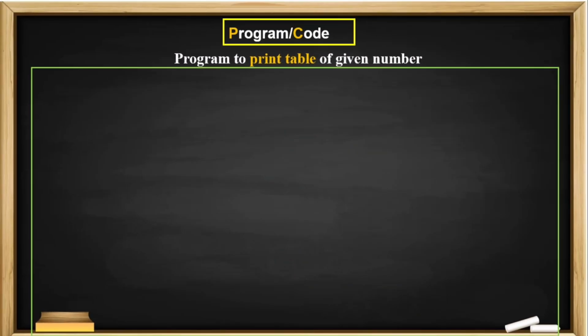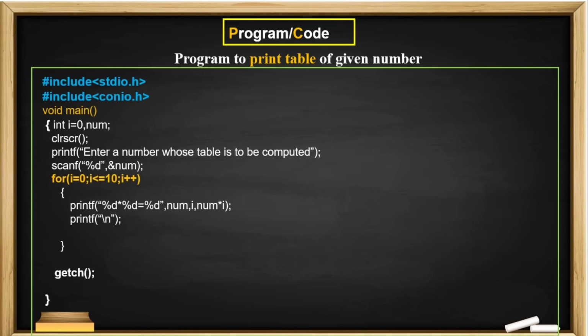Now we will see the actual program to find the table of a given number. First of all, the standard library files such as stdio.h and conio.h are included. In main function, we will declare variables num and I. Now we will read the value of variable num using scanf function. Now we have the for loop.